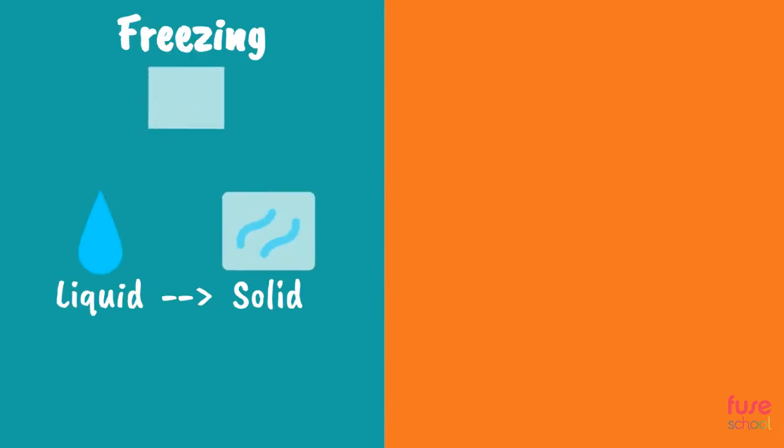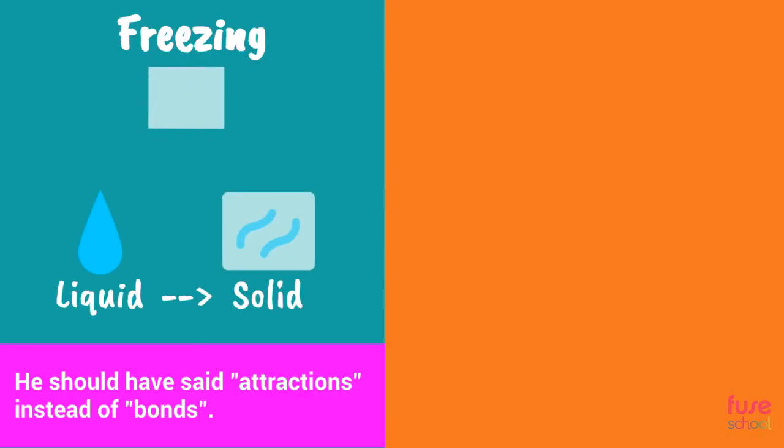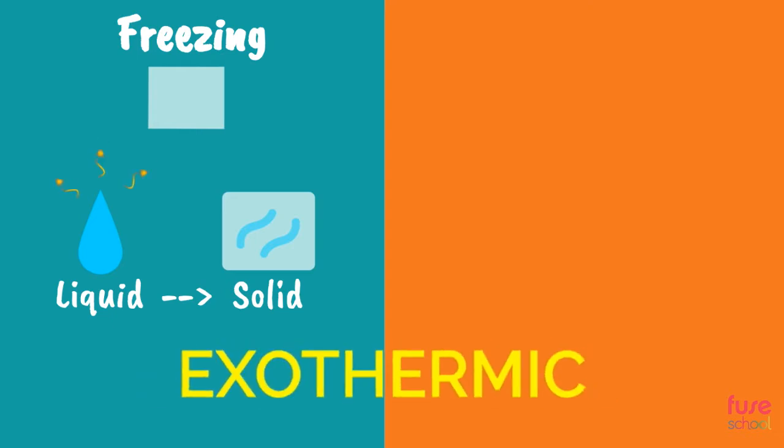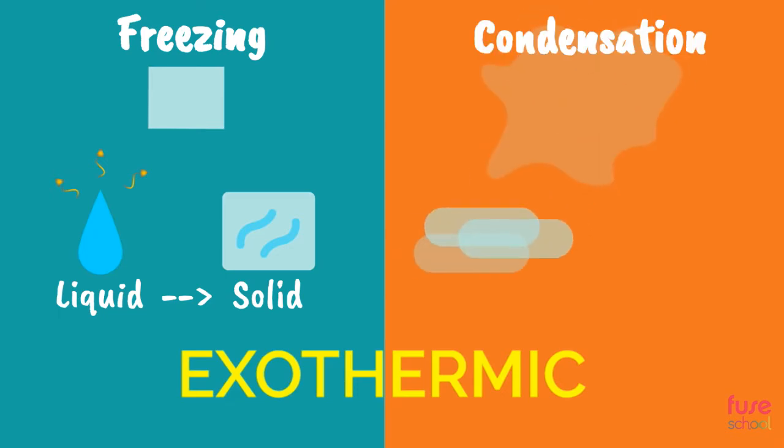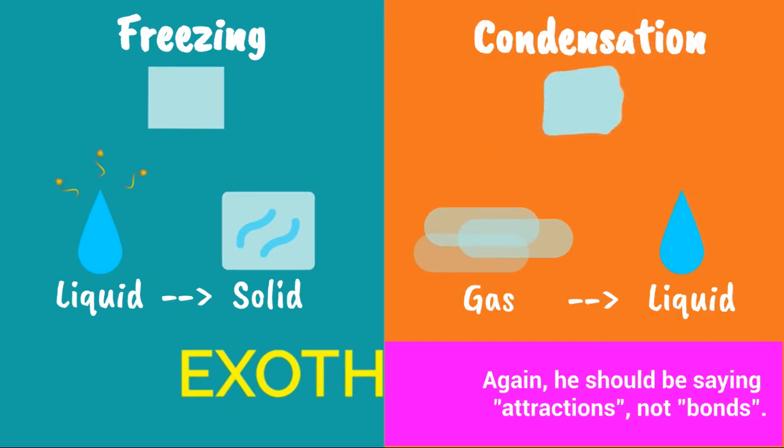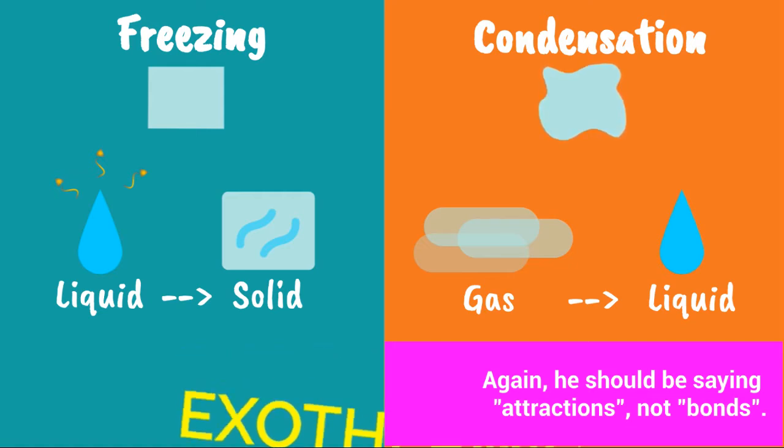Physical processes can also be endothermic or exothermic. When something freezes, it goes from liquid to solid. Bonds need to be made for this to happen, and to make bonds, you need to do some work. Thus, energy is given out and freezing is exothermic. Similarly, when condensation happens, because a gas is going to liquid, again, bonds need to be made, and so energy is given out. So freezing and condensation are both exothermic.